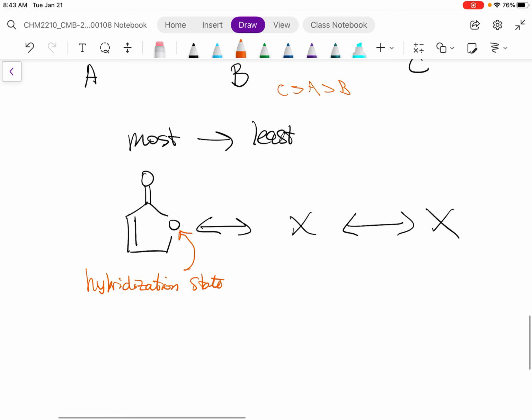Now, if I ask you to draw resonance structures here, okay? We have to figure out how many electrons we have on that oxygen atom. So when we take a look at the oxygen atom, what is its hybridization state? Okay, someone raise your hand and tell me what it is. Right here. sp2. Why is it sp2? Because we have a lone pair that is what?